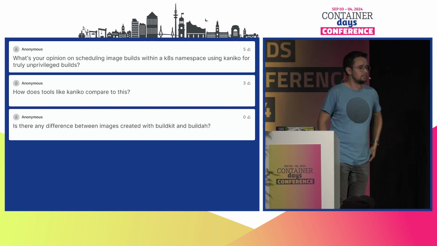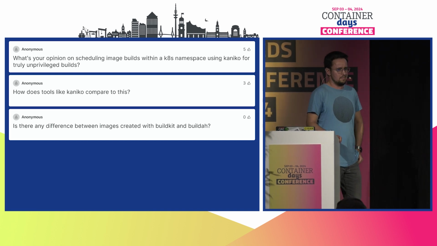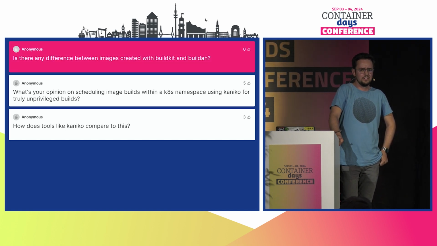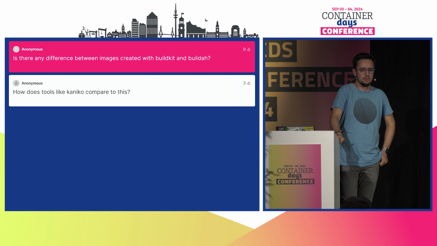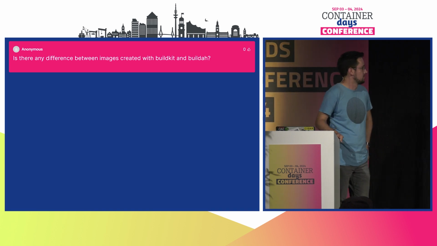I understand. All right. And then back to Builder and BuildKit. Any difference between the images that they build? I mean, in details, probably, but these are all OCI-compatible images which are being emitted from these tools. Yeah, so they should be functionally the same.